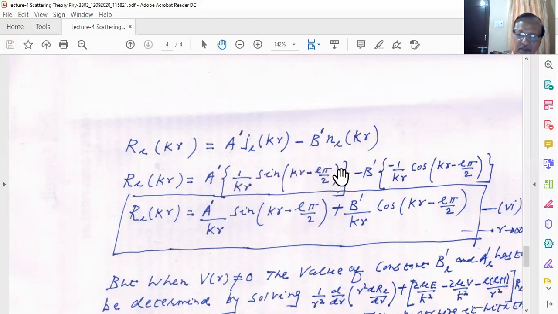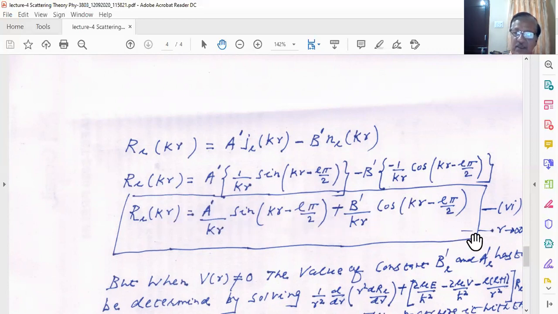This is very simple. Similarly, this is a minus sign and here there is a minus sign, which gives you a positive sign, B' divided by kr cosine of (kr minus lπ/2). So this is the solution of a Schrodinger equation when V(r) is equal to 0. Please remember. Basically, this is an asymptotic behavior, asymptotic solutions, because we consider when r is very large, where there is no potential field due to the scatterer, right?